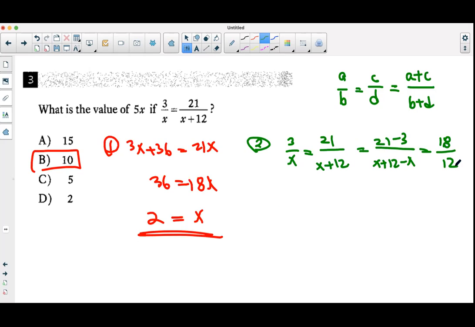Why do I do that? So that I can get rid of x here. Then 18 over 12 is equal to 3 over what value, guys? 18 over 12 divided by 6, I get 3 over 2. So x equals 2. Therefore, 5x equals 10.